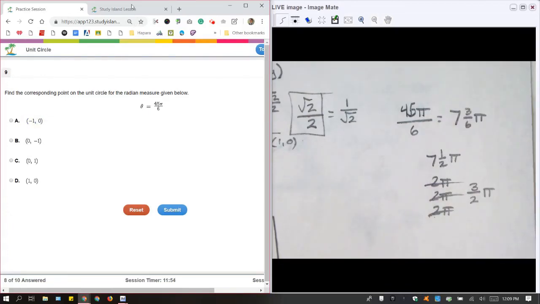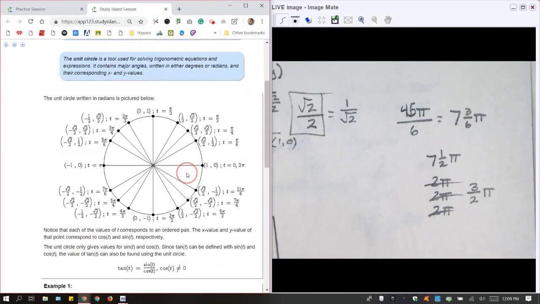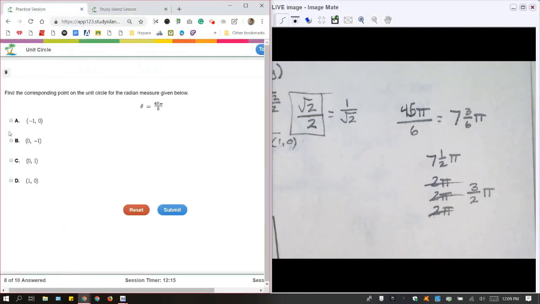So all we have to do is go back to our unit circle diagram and find 3 halves pi. And where do you have 3 halves pi on here, or 1.5 pi? Well, remember, pi over 2 is going to be your 90-degree angle. If you have 3 halves pi, you're just going to go 90, 90, 90. And there it is. 3 times pi over 2. So it's (0, -1) down there. And that's our answer.